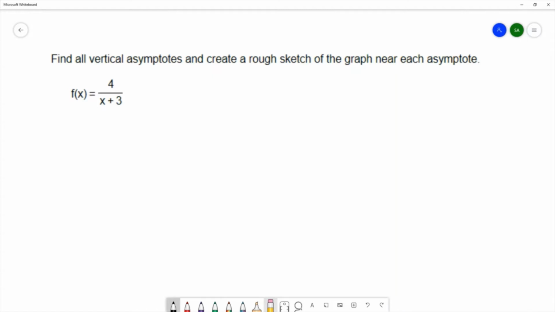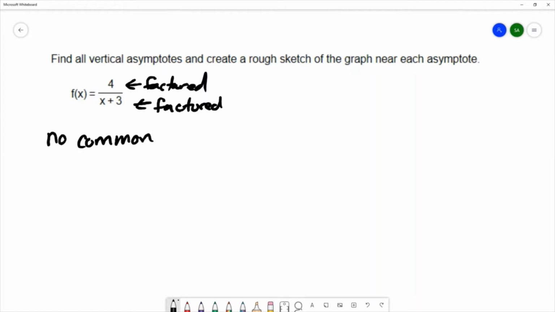The way we find vertical asymptotes is that we first need to make sure that our function has no common factors. Our numerator is already factored, and our denominator is already factored. And there are no common factors between the numerator and denominator. No common factors tells us that there are no holes or removable discontinuities for this particular rational function.